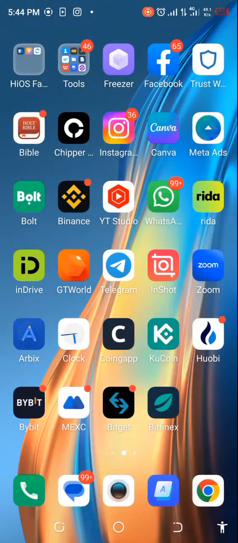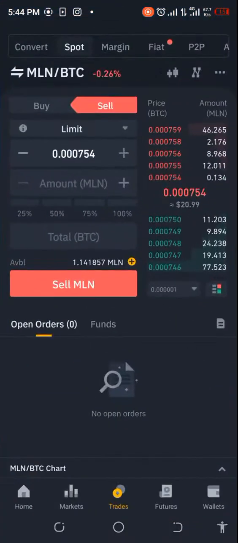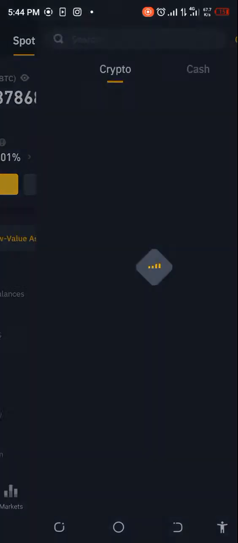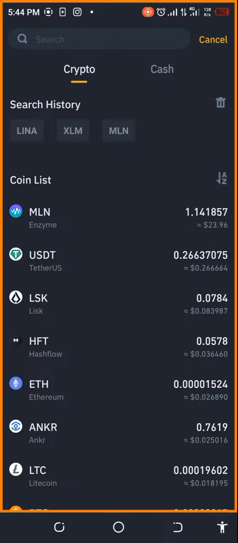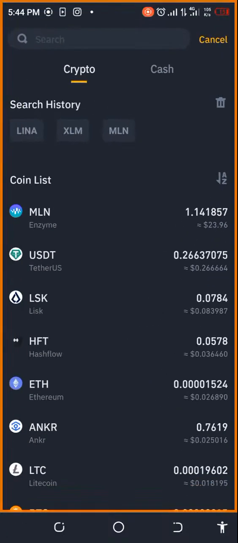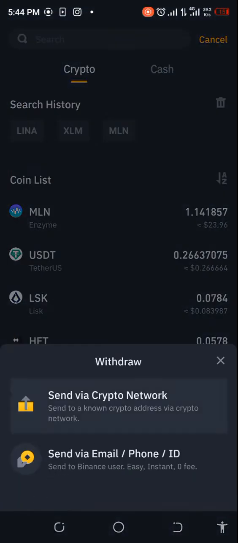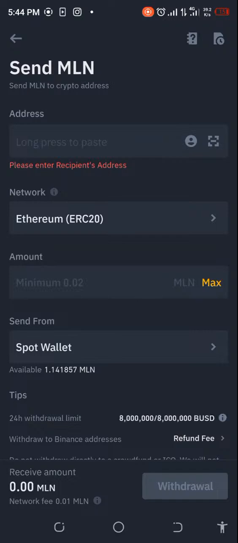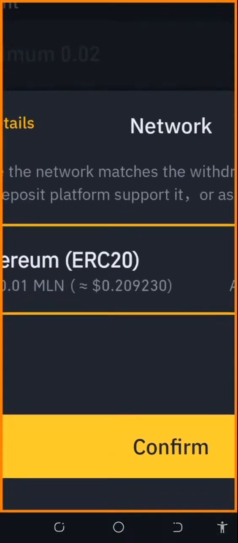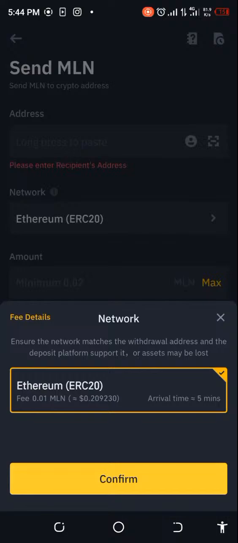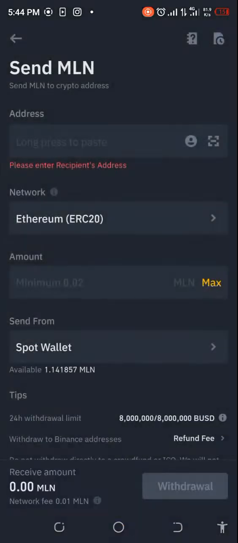Okay, so go ahead and let's withdraw this. So what are we withdrawing? We're withdrawing the MLN. You can see we have 1 point, it's the equivalent of 23.96. So let's go ahead and do this. I'm withdrawing that via crypto, and I just want to be sure that everything is the same. Like I told you, the fee is 20 cents. So that's fine. First time I'm seeing something that low for ERC20.